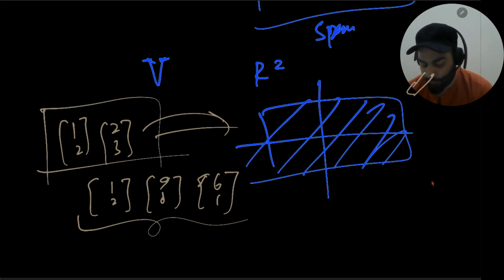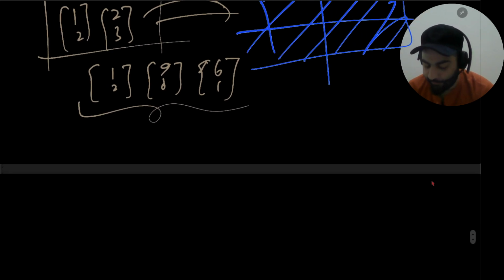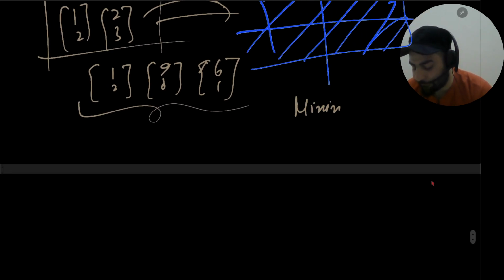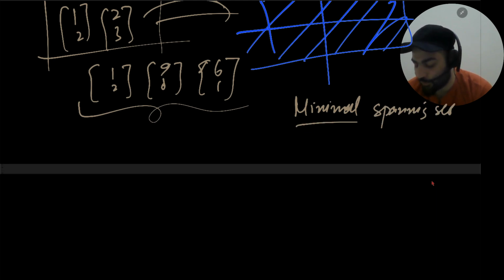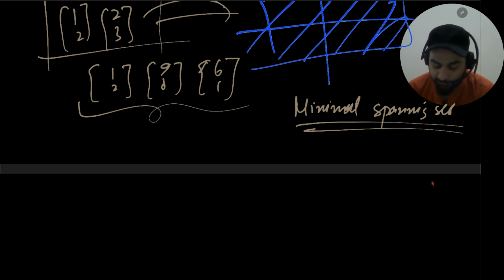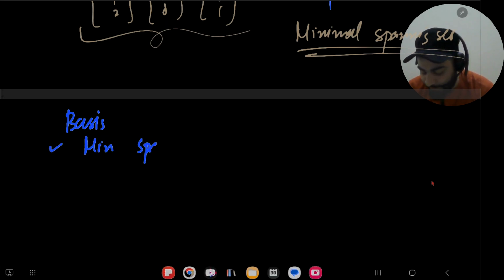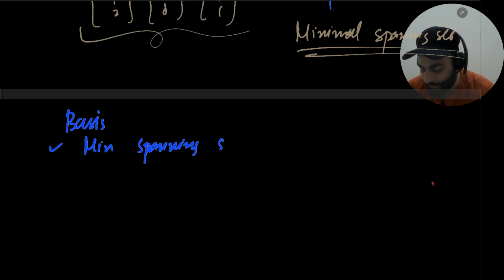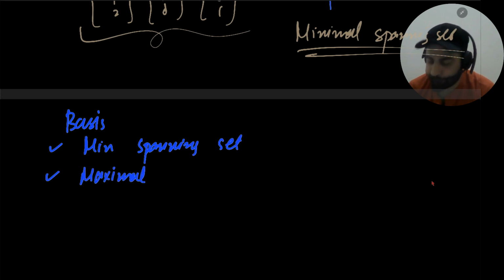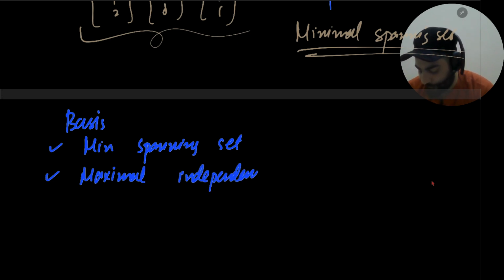So the set of vectors that is a minimal spanning set is called a basis. A basis has two properties. What is a basis? Bases are vectors which can span the whole vector space, and the first property is that it should be a minimal spanning set. The second property is that it should be a maximal independent set. What is the meaning of this?